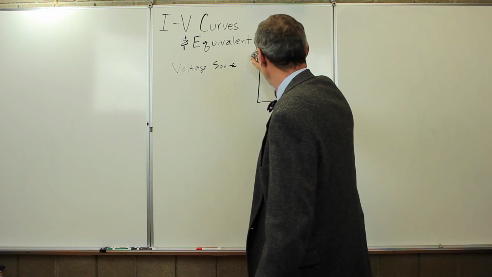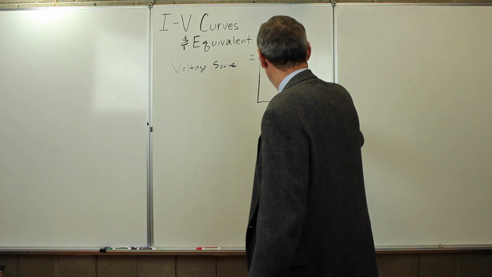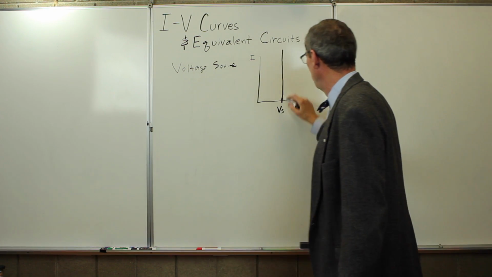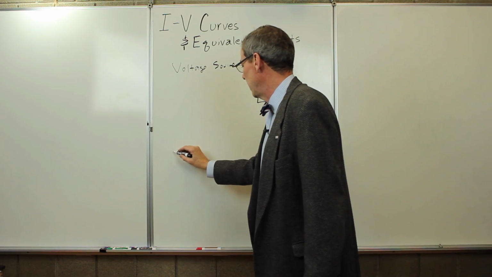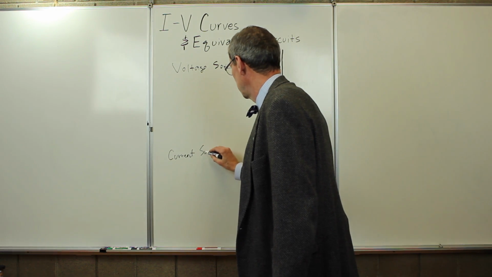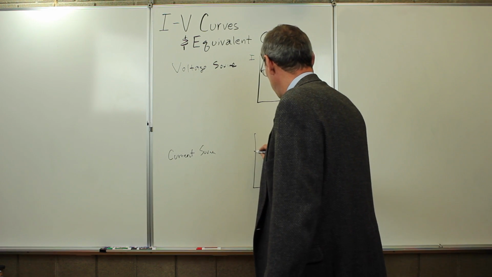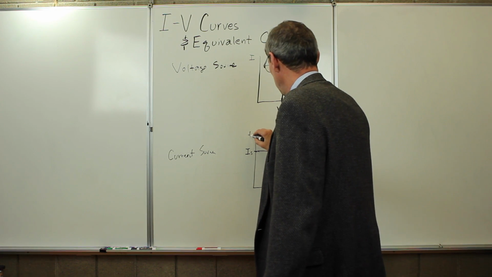So if we do I and V, there's some voltage from the source, and the curve is just a line there. The voltage doesn't depend on the current. It's always the same voltage. You can guess what the other one is. It's a current source, and it delivers the same current independent of the voltage.